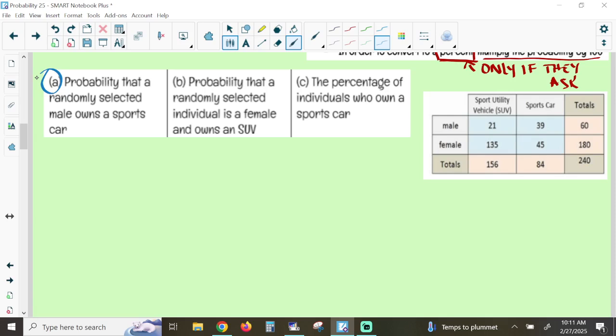Okay, so I want the probability that a randomly selected male owns a sports car. What's important? A randomly selected male. What does that mean my total is going to be then? Randomly selected male. So in my table, let's box this up. For this question, I am only using numbers that are in my little blue box.